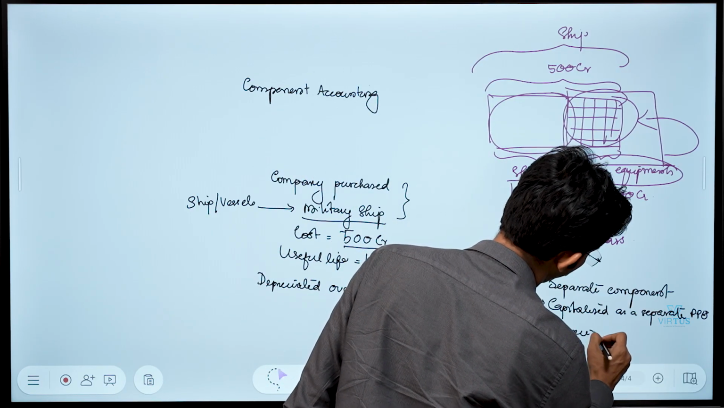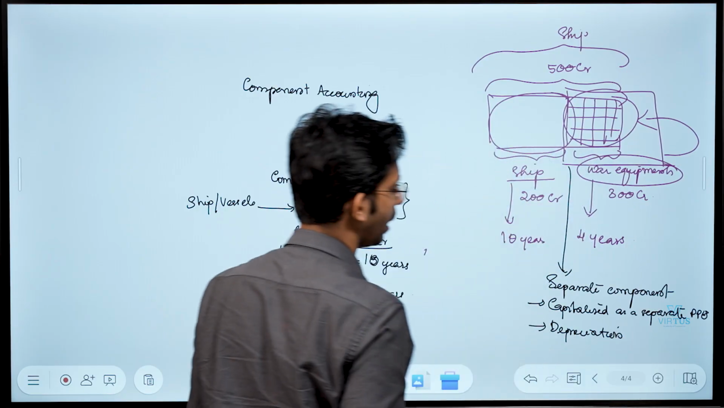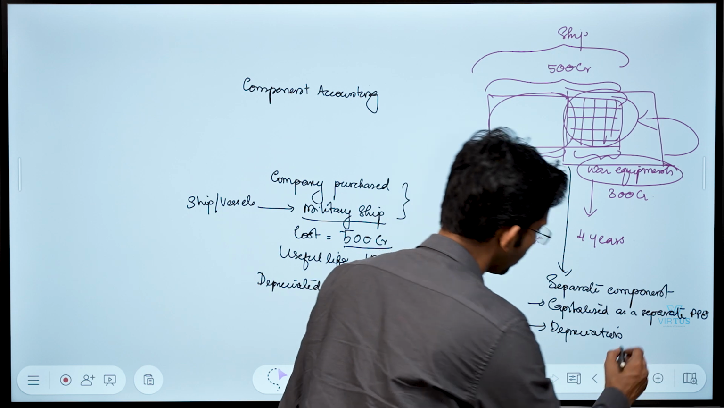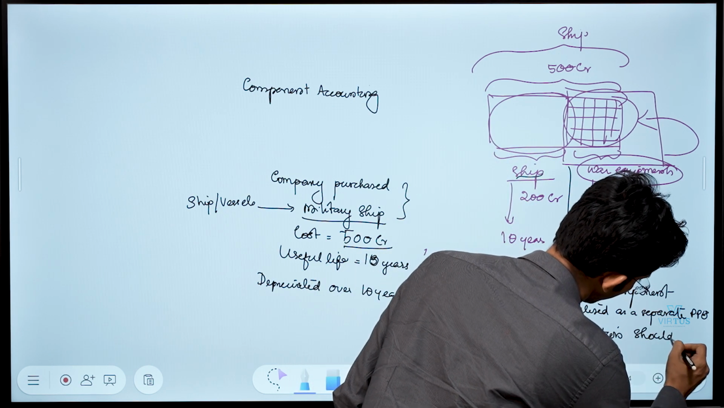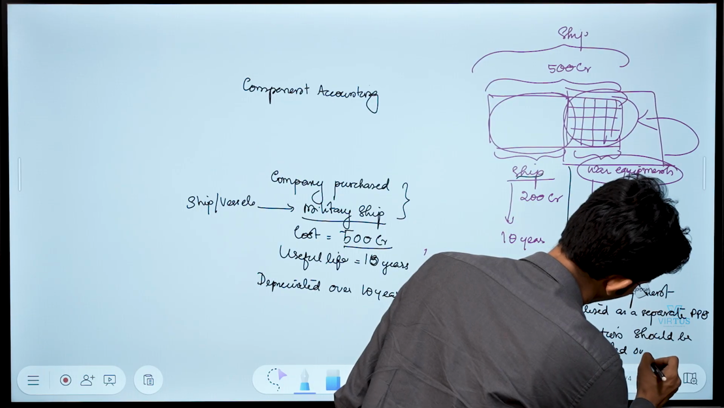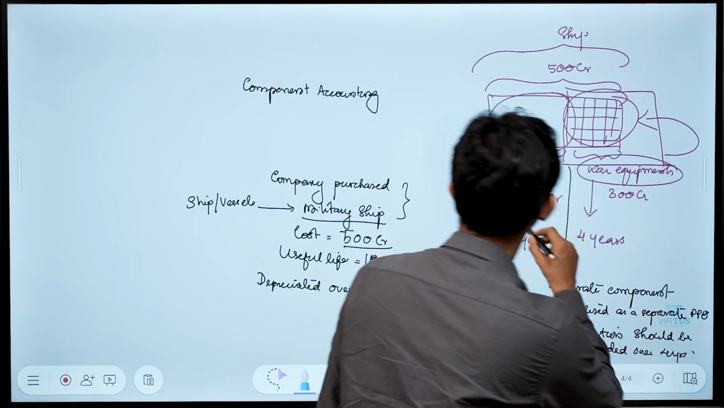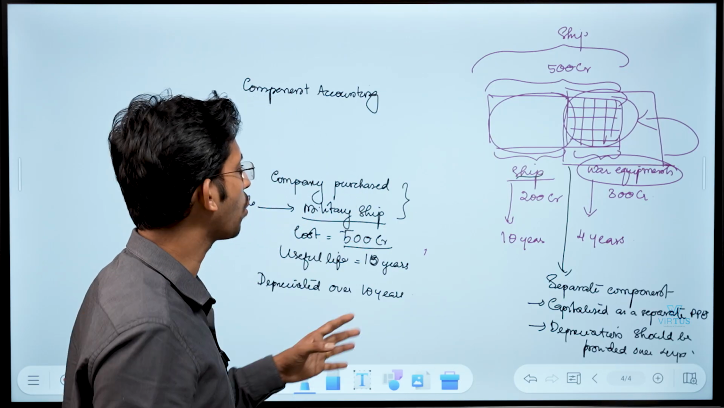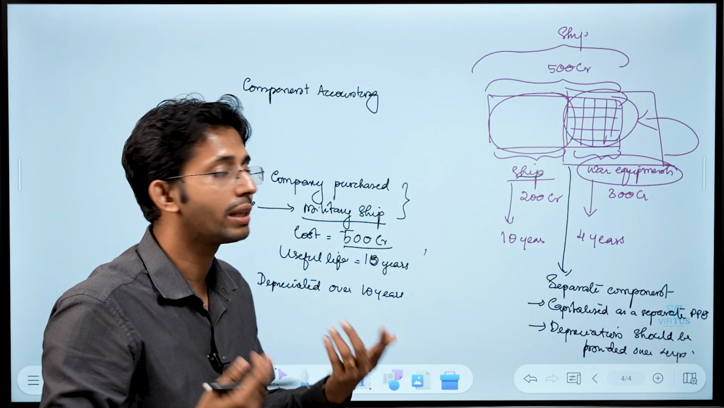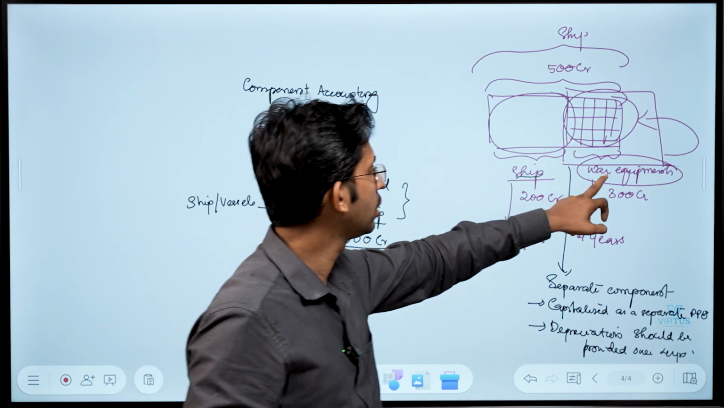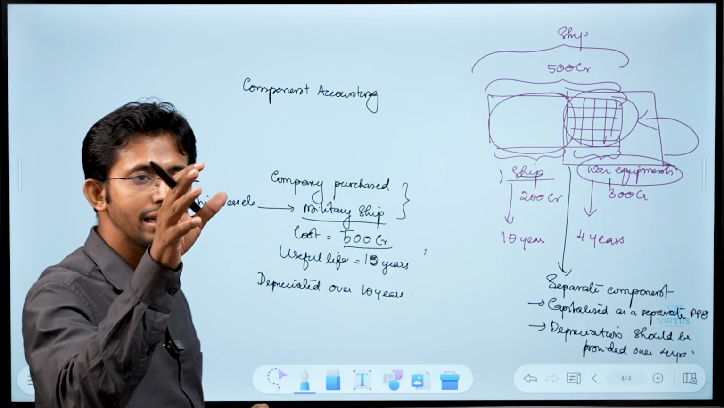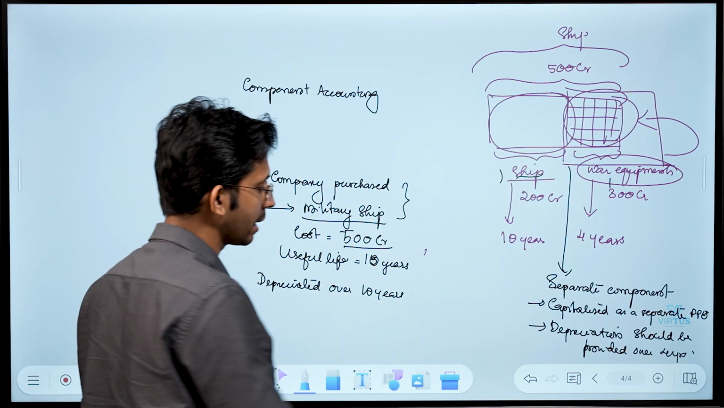Can you follow the same useful life which is applicable for the ship over here? No, the depreciation should be provided over 4 years and not over 10 years. So this process of splitting a particular property, plant and equipment into different components is what is known as component accounting. So this is one component, this is another component, and you account for these two components separately. I hope that is clear. So this is on component accounting.